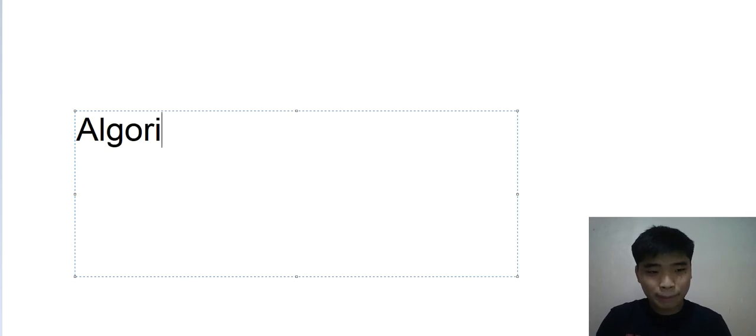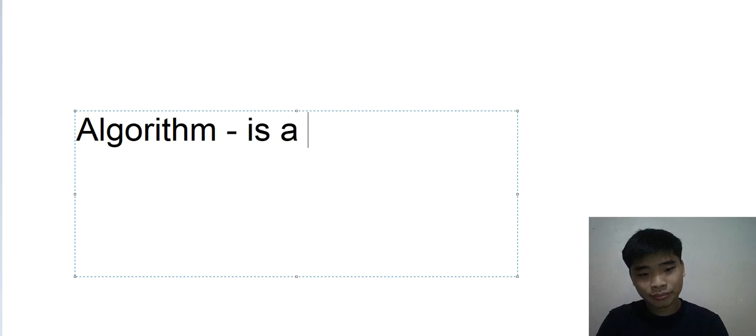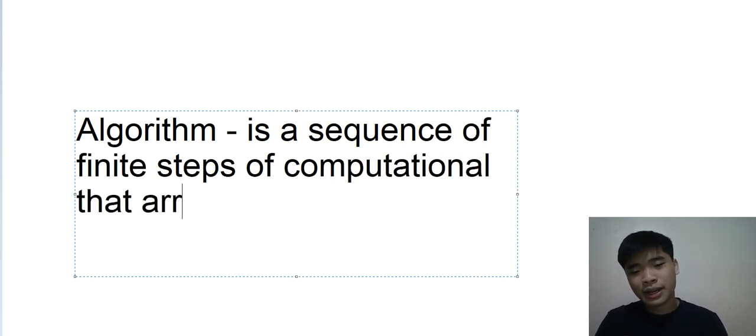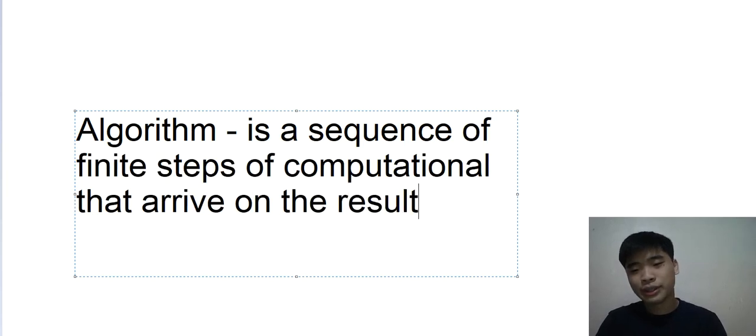Our world is full of problems and each problem has many solutions, since each one of us has a unique approach on how to solve those problems. So by definition, an algorithm is a finite sequence of finite computational steps that will arrive at the result that we want.